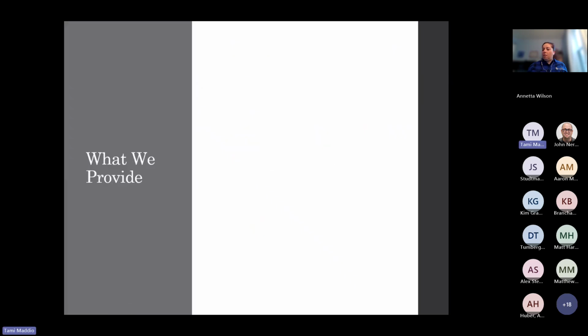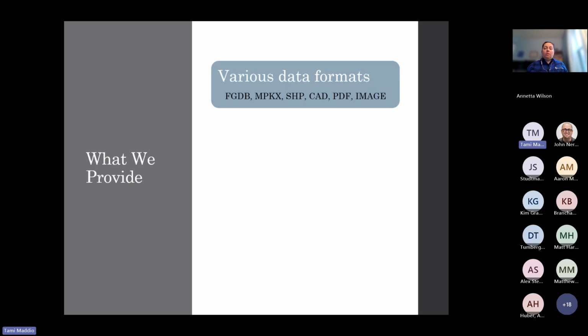And so what do we provide? We provide data in various formats. We don't have a standard format we're providing. Obviously, the file geodatabase for our Esri-based GIS system is the easiest for us to provide. Map packages, even shape files, still quite a bit. CAD, PDF, imagery, sometimes KMLs as well.